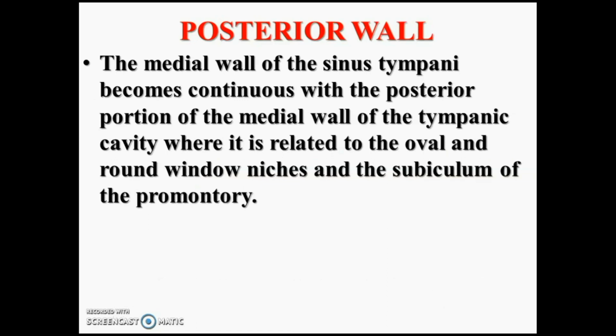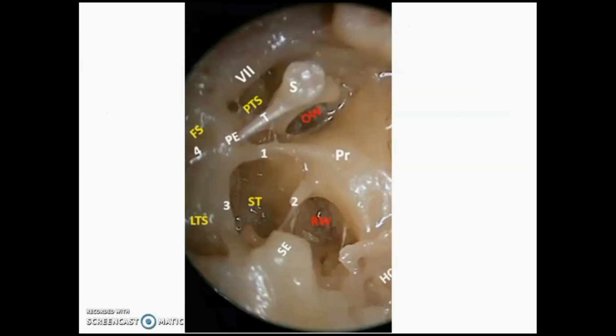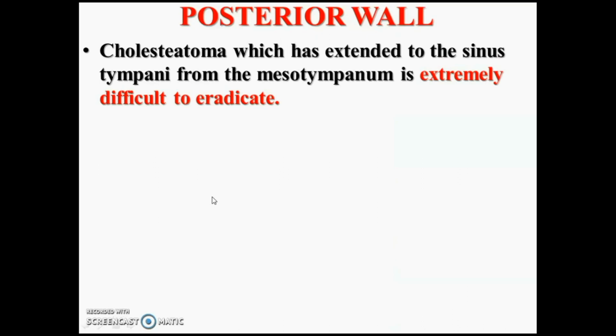So the medial wall of the sinus tympani becomes the continuation of the posterior portion of the medial wall of the tympanic cavity, where it is related to the round window. You are seeing the medial wall of the right middle ear from the lateral side: that is the ponticulus, the subiculum, and that is the sinus tympani. You can see the oval window and round window, posterior superior and posterior inferior to the promontory, the pyramidal eminence, and the seventh nerve. You can see the sinus tympani is medial to the facial nerve, and lateral to the facial nerve, above, you are seeing the lateral tympanic sinus or posterior tympanic sinus, you can say.